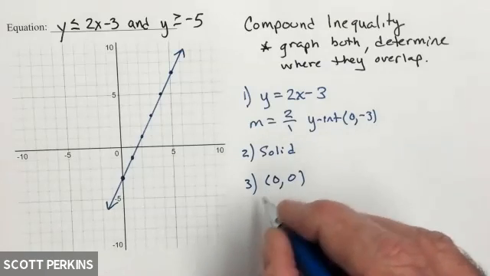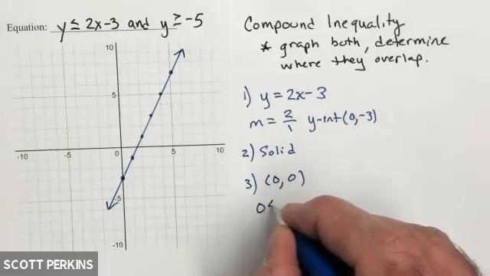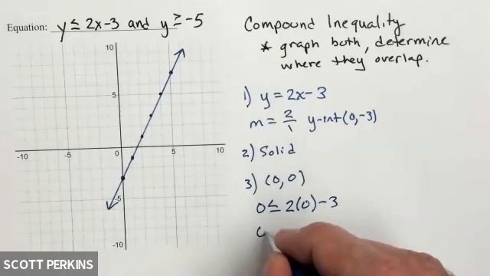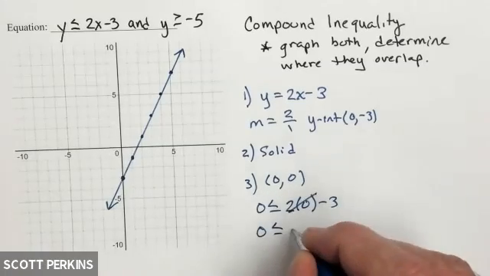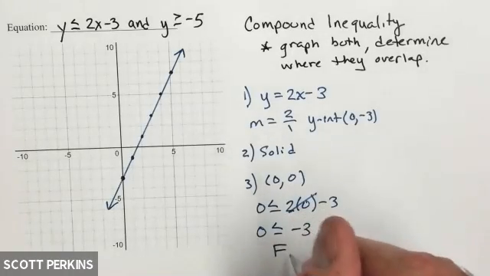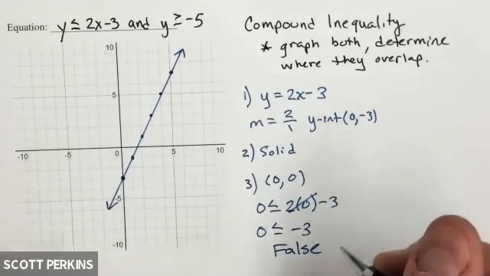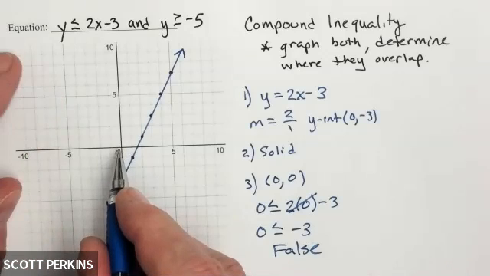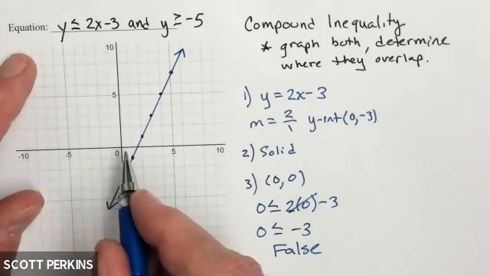So when I do that, I plug that in. The y value is 0, is less than or equal to 2 times 0 minus 3. 2 times 0 is 0, negative 3. Think carefully about this. Is 0 less than negative 3? Is that a true statement or a false statement? That is false. 0 is bigger than negative 3. So here's my test point. Once again, I got a false statement. Whenever you get a false statement, that means shade the other side.